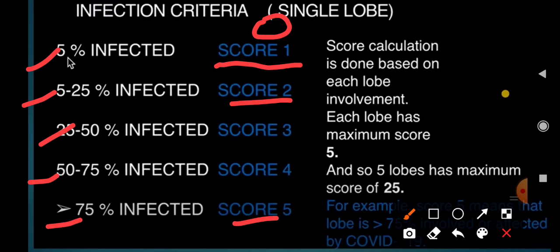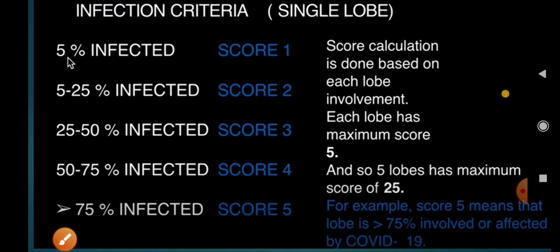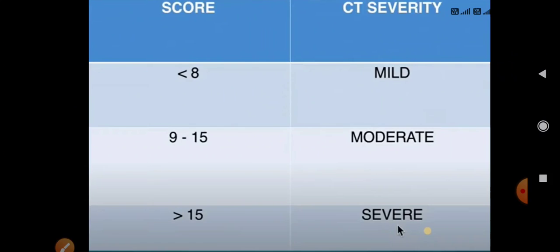I hope it's clear. So we give 5 scores according to the stages. The score calculation is done based on each lobe's involvement. Each lobe has a maximum score of 5, so 5 lobes give a maximum score of 25. For example, score 5 means that the lobe is more than 75% involved or affected by coronavirus COVID-19.